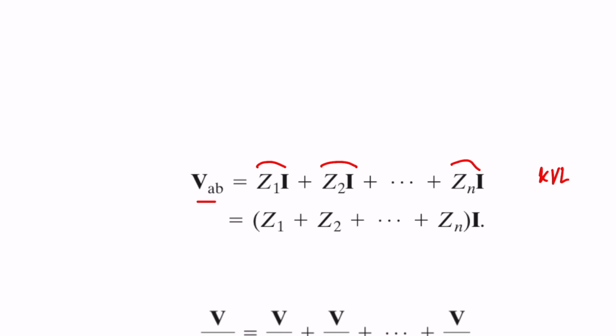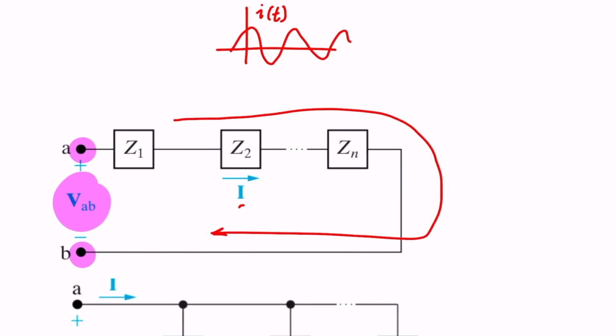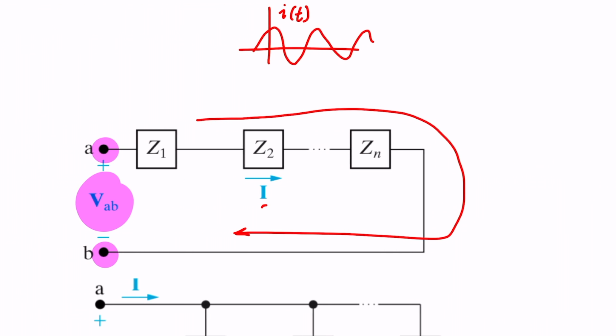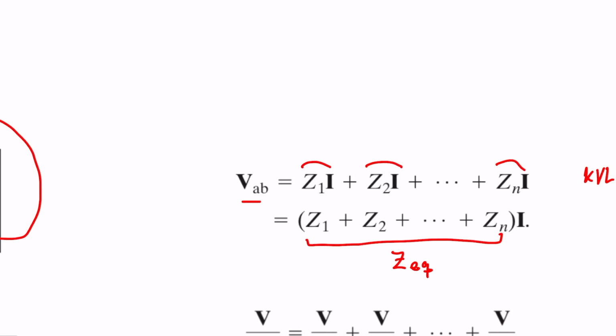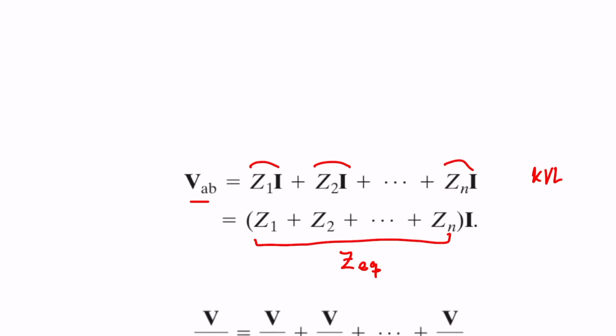Okay, and then we can combine all of them, so we have kind of a C equivalent when we have series elements. So the voltage between A and B is equal to some C equivalent multiplied by I. If you remember when you had this kind of circuit in high school, you were using resistance, and it was basically the same. If you have something in series, the equivalence will be the summation of all the resistances.